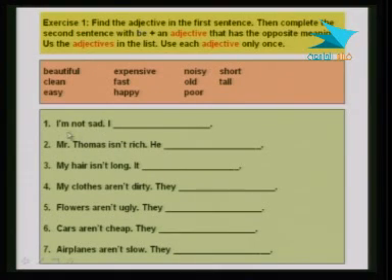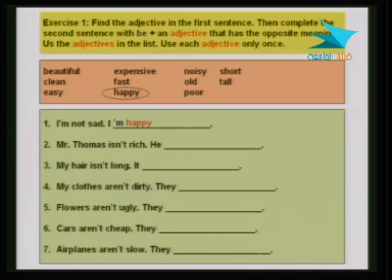Okay, we'll start with the first one. The first sentence, I'm not sad. And we need an opposite adjective in this box that we can use in the second sentence. If you are not sad, then of course you are happy. So that's the opposite of sad. And the sentence becomes, I'm happy.